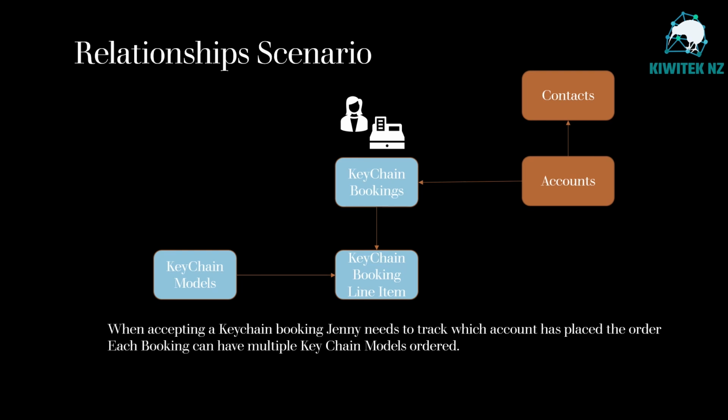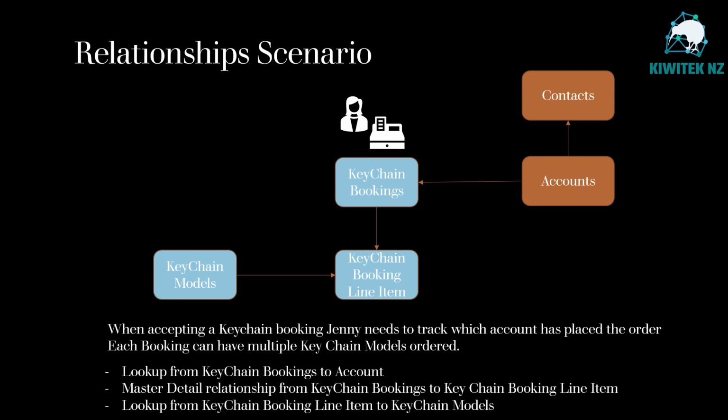So what is required in these cases? We need a lookup from keychain bookings to account. We need a master detail relationship from keychain bookings to keychain booking line item. And we need a lookup from the keychain booking line item to the keychain models.